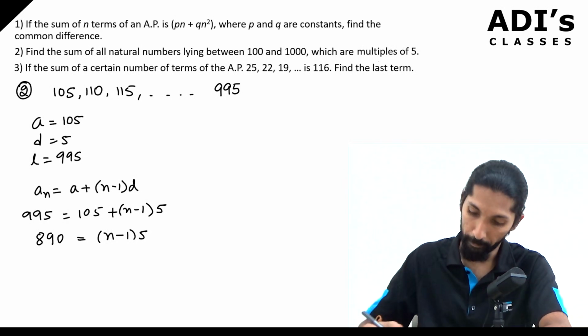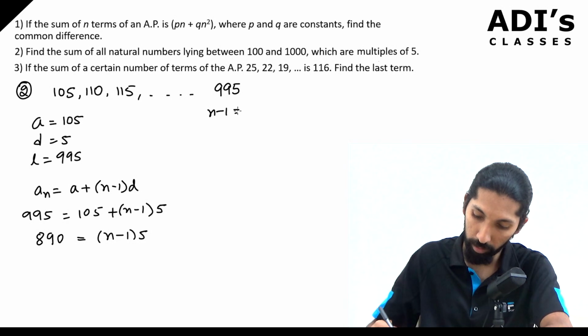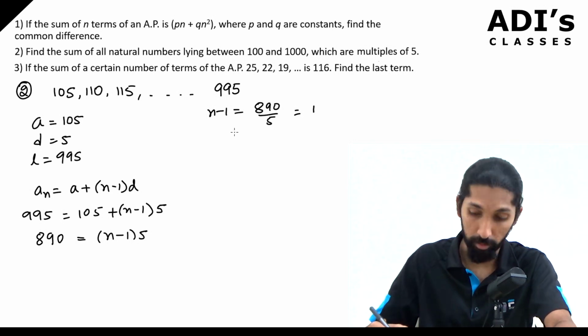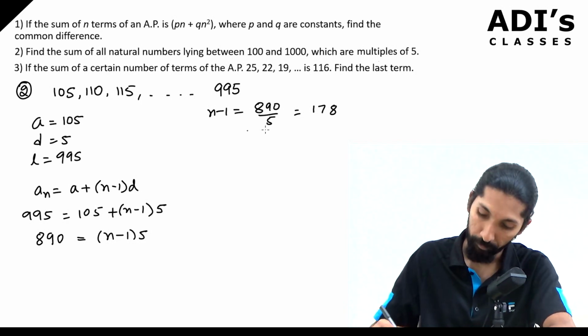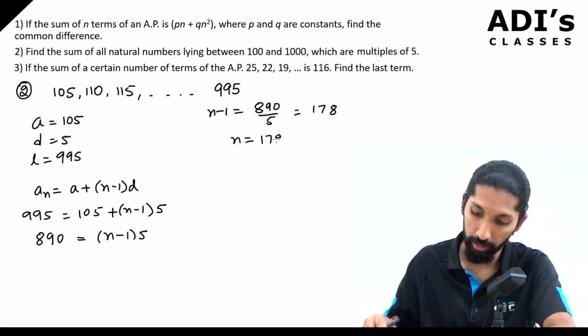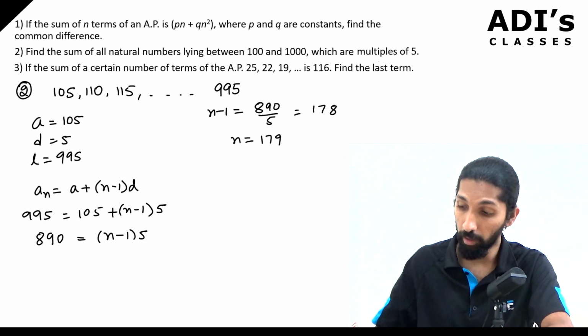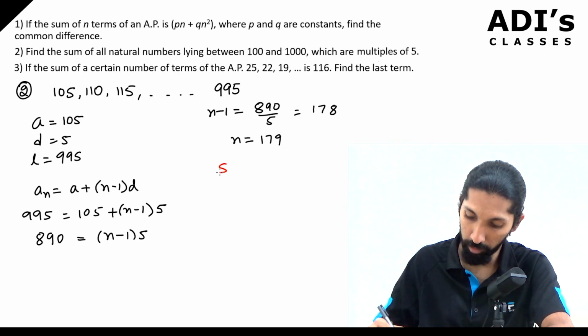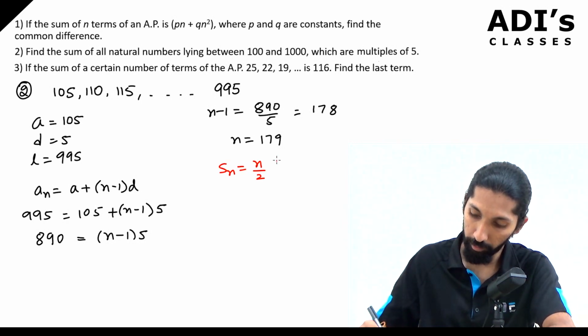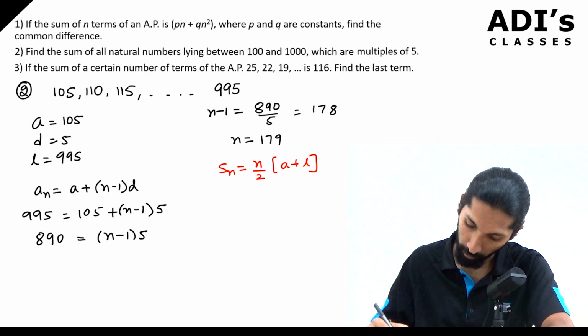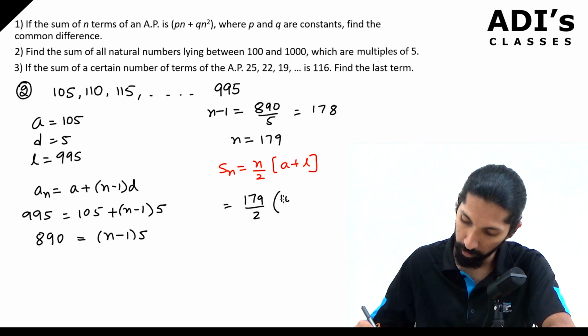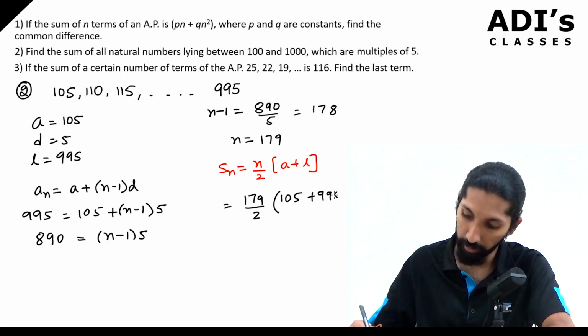Now you divide by 5. So we get n minus 1 is equal to 890 divided by 5. If you divide by 5 one time, then you're going to have 178. So n is equal to 179. Right? Now we can use the formula Sn is equal to n by 2 into A plus L, because we know the first term, we know the last term. Very simple. So n by 2, 179 by 2 into 105 plus 995.